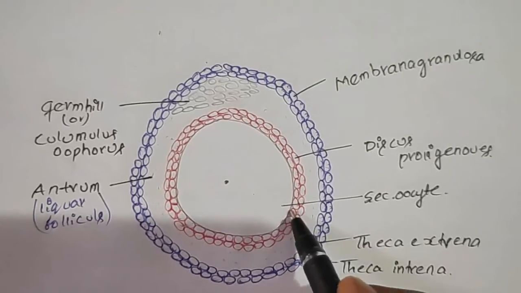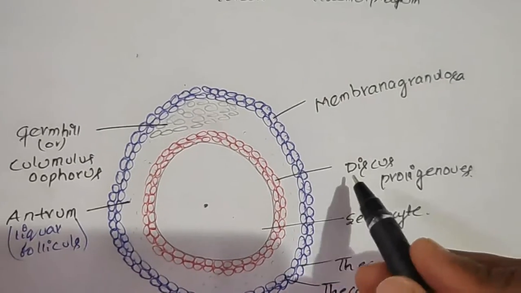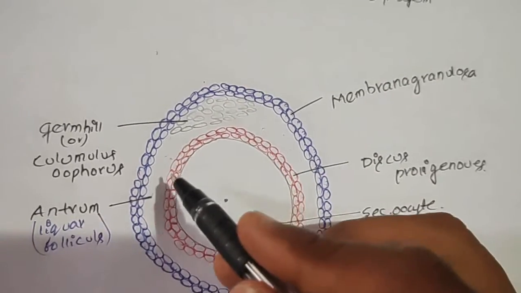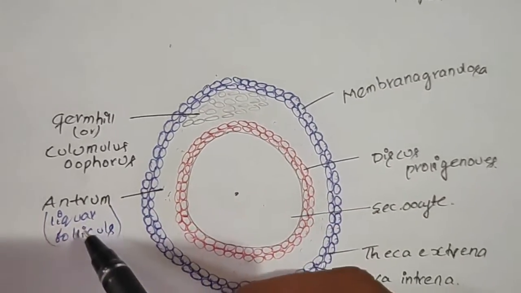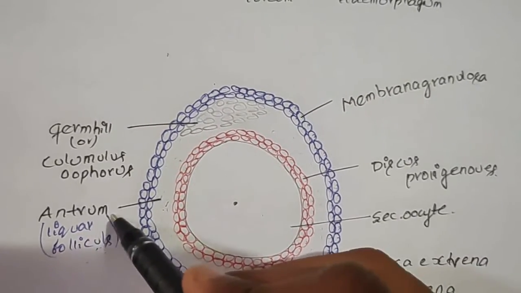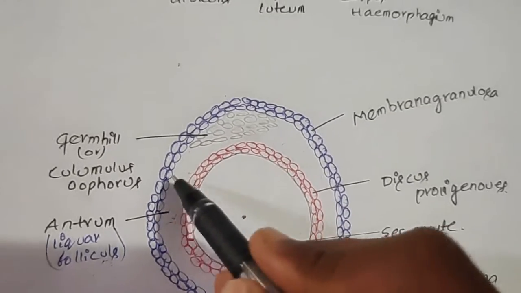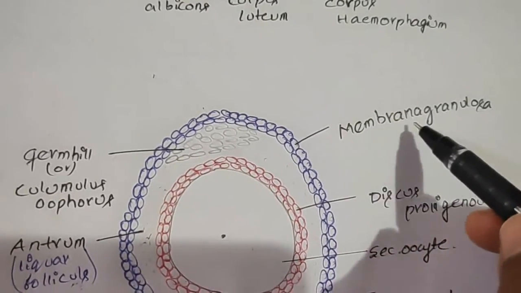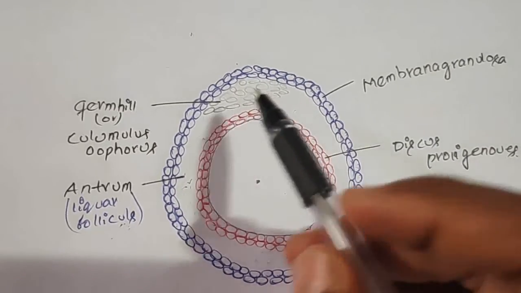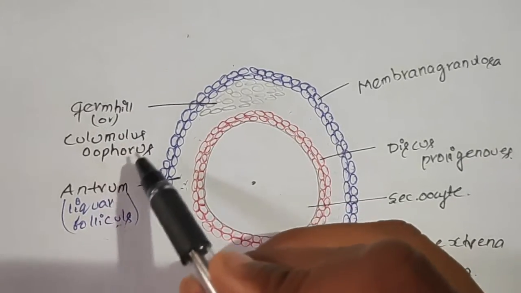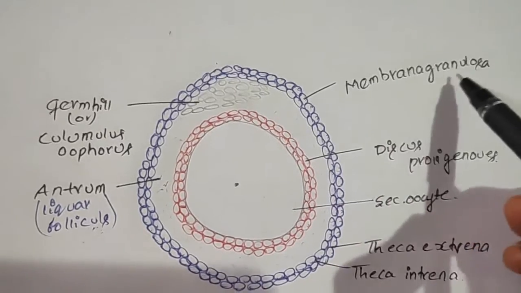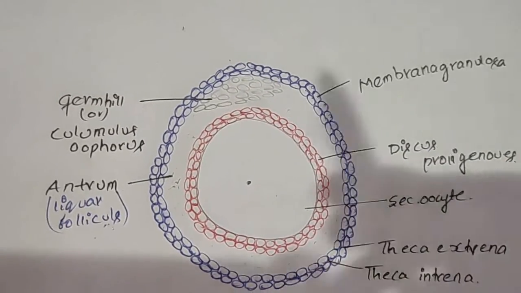This is the secondary oocyte. Next to the secondary oocyte is the inner layer known as the discus proligerus, and next to this layer is the fluid-filled cavity, the antrum. The fluid is known as the liquor folliculi because it is made up of follicular cells. Outside this cavity is another layer known as the membrana granulosa. In this cavity is a mass of cells known as the germ hill or cumulus oophorus, present between the membrana granulosa and the discus proligerus.